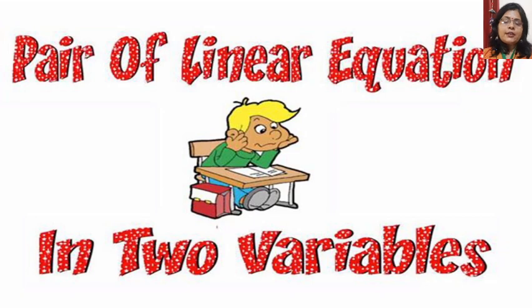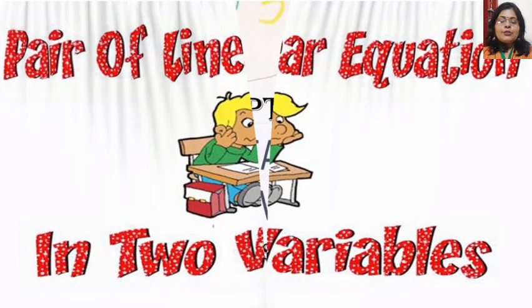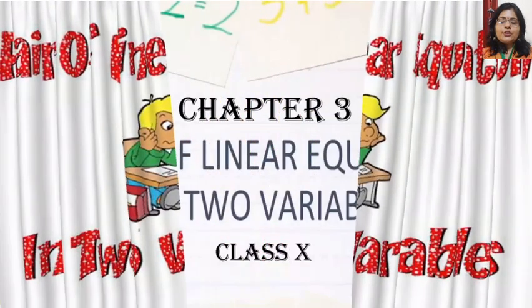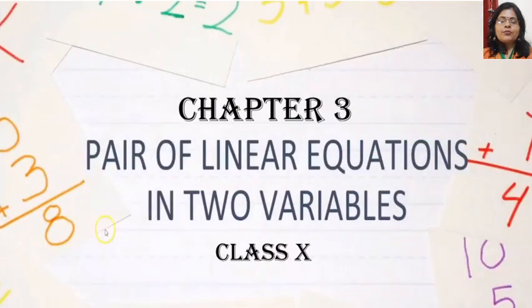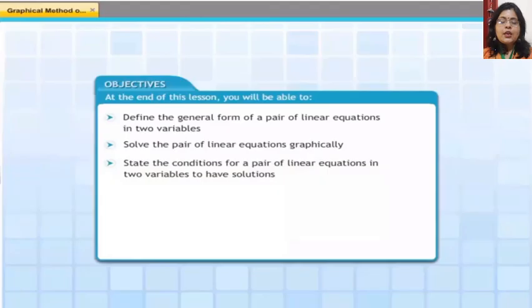Everything we have already studied except this word pair. Pair means it is having two. Linear means line. So this pair of linear equations in two variables, let us see what we are going to study in this session. In this session, we are going to define the general form of pair of linear equations in two variables and solve the pair of linear equations graphically, as well as stating the condition for a pair of linear equations in two variables to have solutions.